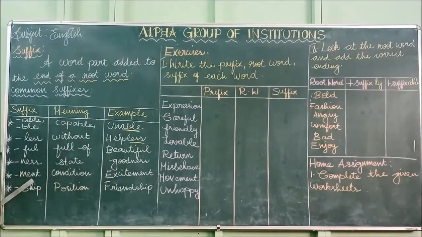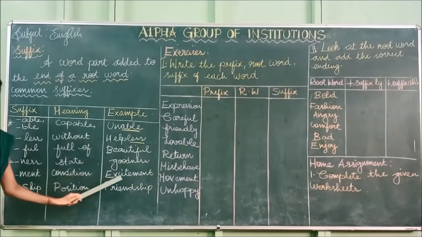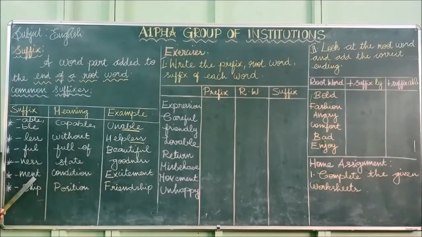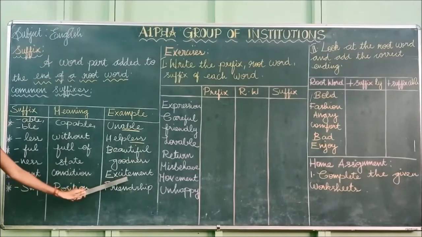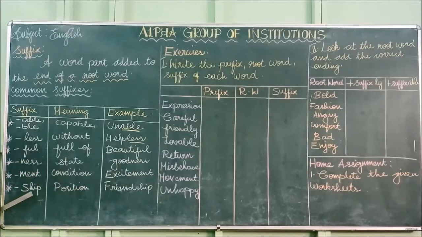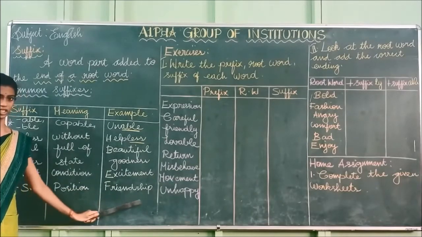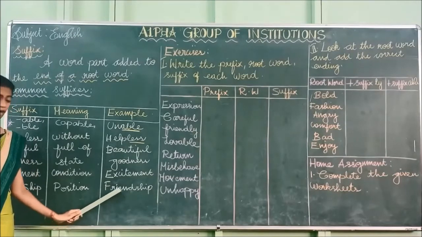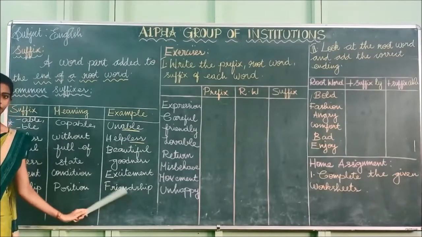And the next one is ment. Ment means condition, excitement. The meaning of ment is condition, and the example is excitement. Next one, ship. The meaning of ship is position. The example for position is friendship.